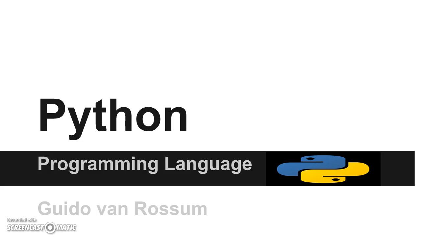Python was designed to be highly readable, which uses English keywords frequently, whereas other languages use punctuation, and it has fewer syntactical constructions than any other languages available in the market today.